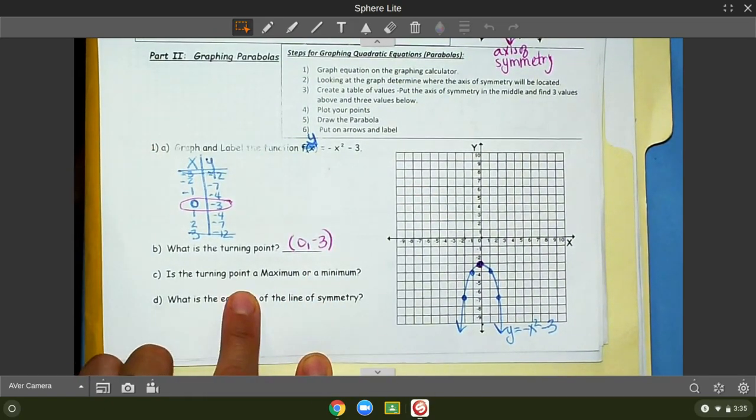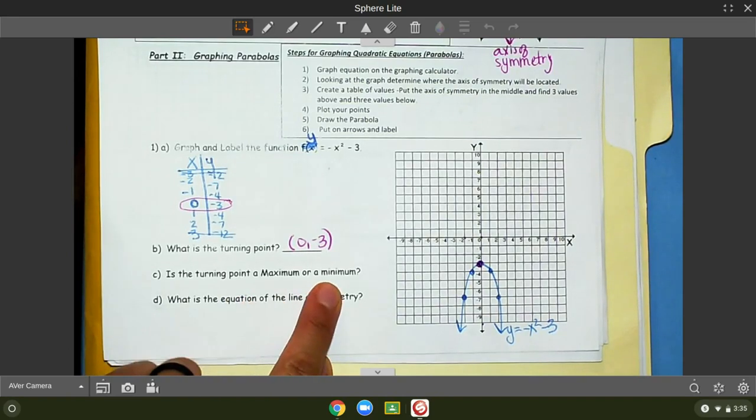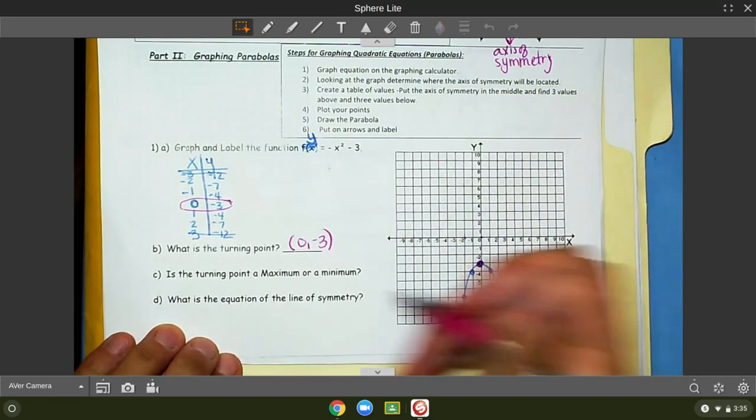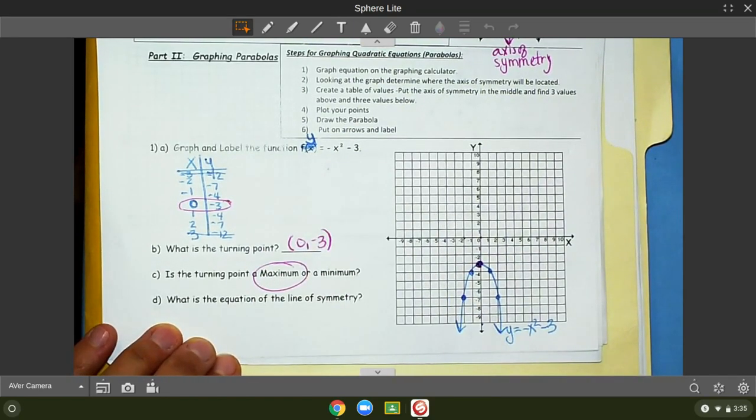Next, is the turning point a maximum or a minimum? Well, let's look carefully. Is this point the top point or the bottom point? It's the top point, which means it's a maximum.